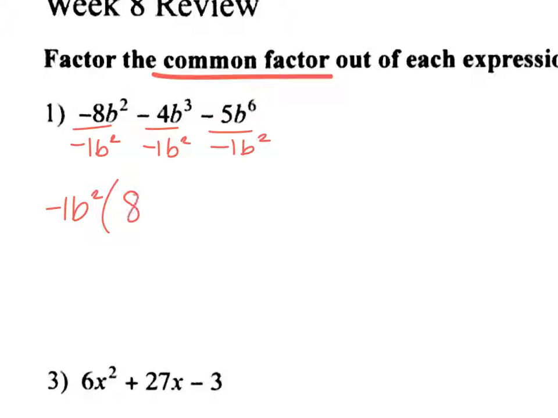So that's going to leave me with 8. The b squareds will cancel. Plus 4b plus 5b to the 4th. All right, remember, because in the middle here I've got 3 b's and I take 2 away. Then I have 6 b's and I take 4 away.